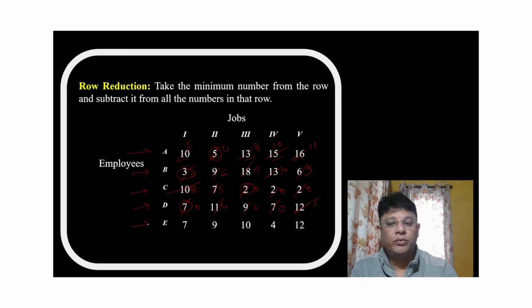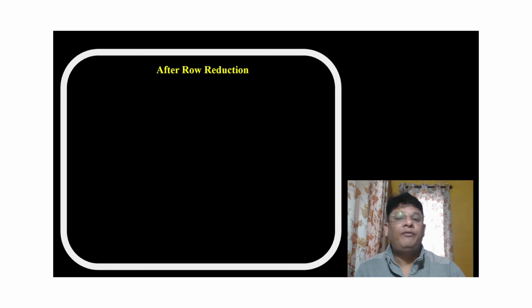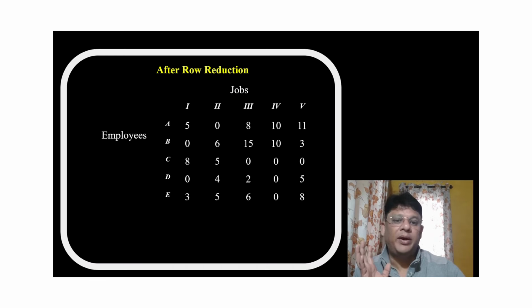In case of row E, you have 4 as a minimum, so this will be 0, this will be 3, this is 5, this is 6, and this is 8, right? So this way you will go for the row reduction, right? So now row reduction is done. Let's move on. Now after row reduction, you have this particular matrix, right? Now what you have to do, you have to go for a column reduction in this new matrix, right?